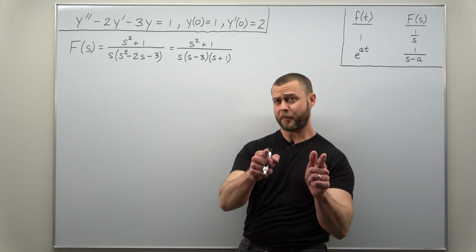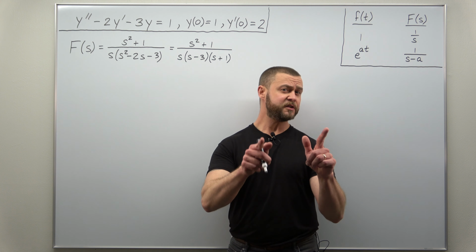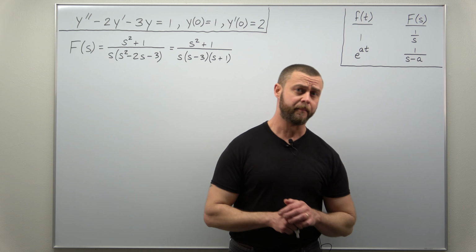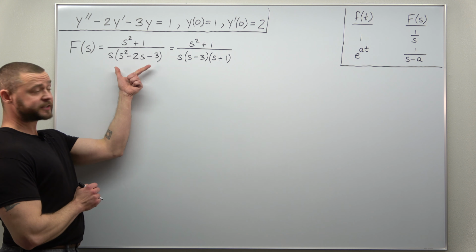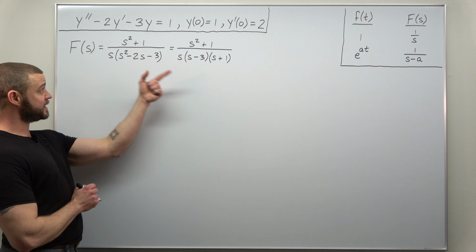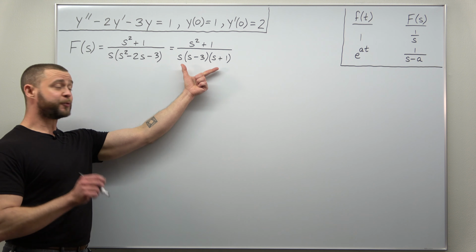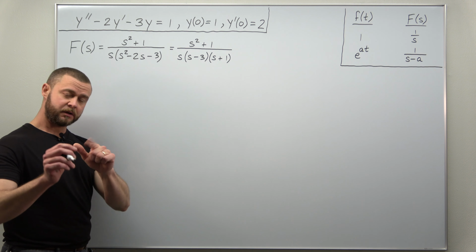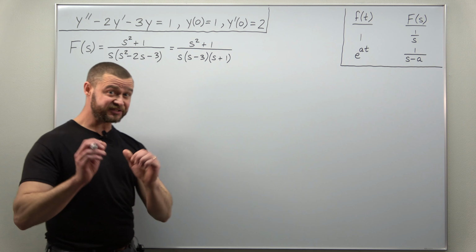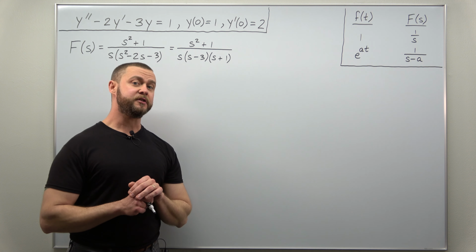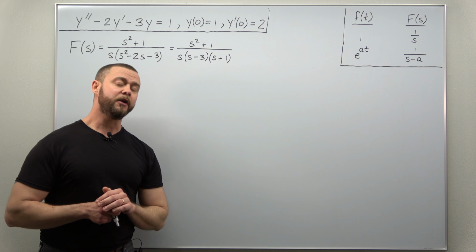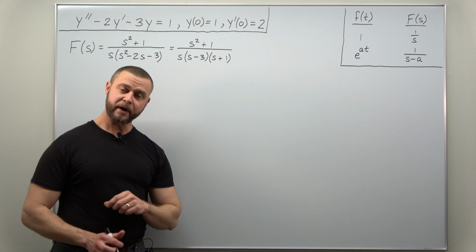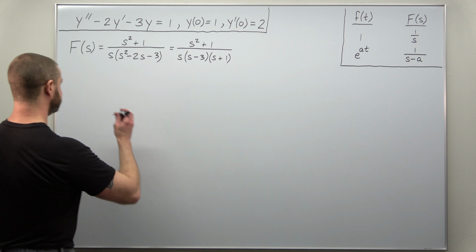Next up, the partial fraction decomposition. This is where most of the work occurs for this problem. As always, you want to fully factor your denominator, and you can factor this s squared minus 2s minus 3 as s minus 3 times s plus 1. Now this falls into the easiest case for a partial fraction decomposition where you have distinct or different linear factors. So let's go ahead and write down the partial fraction decomposition.